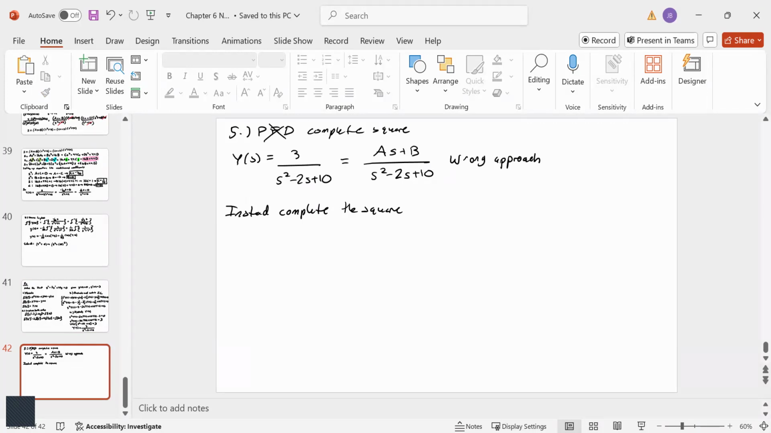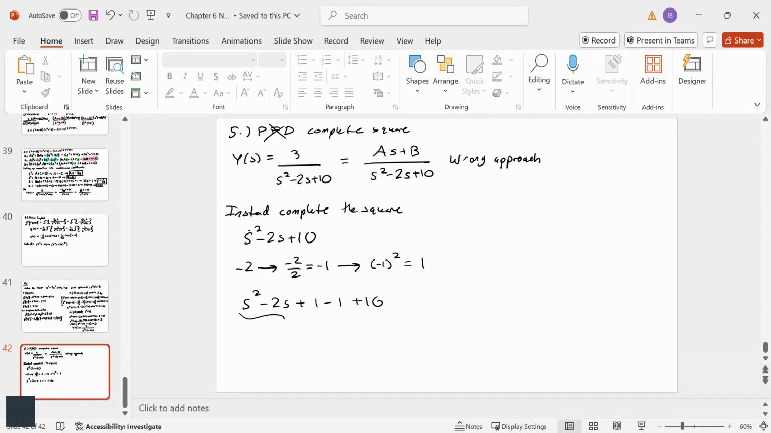So we're going to complete the square here. Sorry, we don't even need the 3. We're just going to do s squared minus 2s plus 10. I'm going to take -2, divide it by 2, which is equal to -1. And then I'm going to take -1 and square it, which is equal to +1. And so then s squared minus 2s plus 1 minus 1 plus 10.